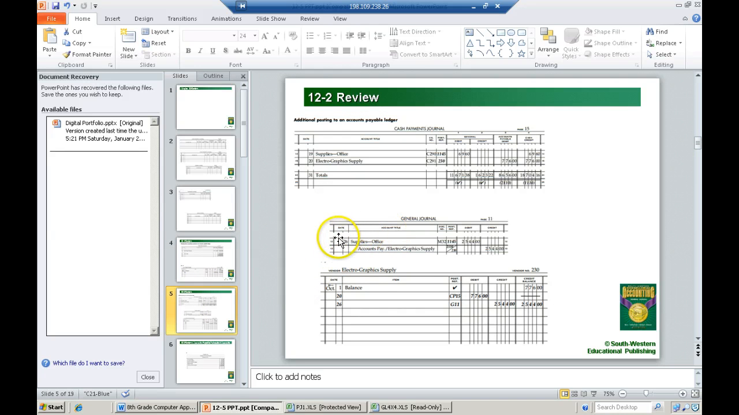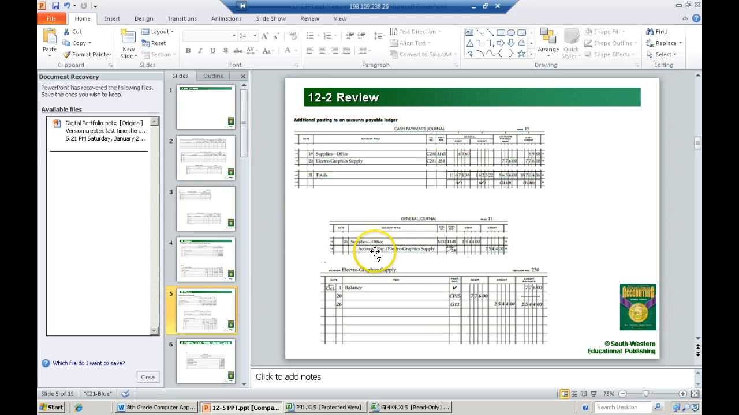We're not turning around to sell these supplies, whether it be paper, printer toner, printers, computers, software, anything, toilet paper. We're going to use these supplies. So it's not something that we're reselling. Hence, therefore, it's in the general journal.